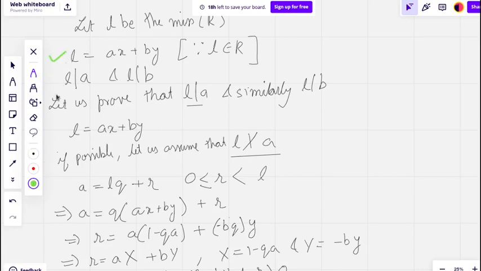L equals AX plus BY, and L divides A and B. This we have proved.